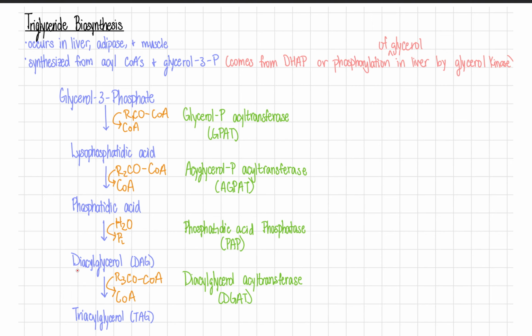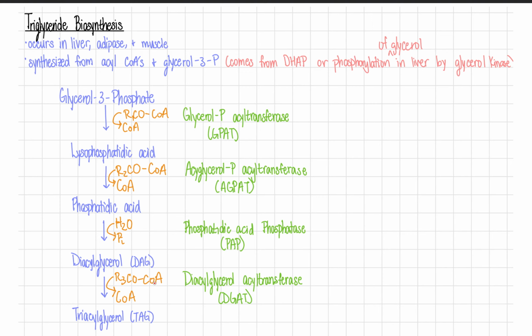This will then produce the molecule diacylglycerol. Diacylglycerol is essentially a glycerol molecule attached to two fatty acids, and we no longer have that phosphate. So as you can see, we're getting close to that triglyceride because a triglyceride is a glycerol attached to three fatty acids. Now we're at our final step, and the last step is just going to be to add that last fatty acid in the form of acyl-CoA.